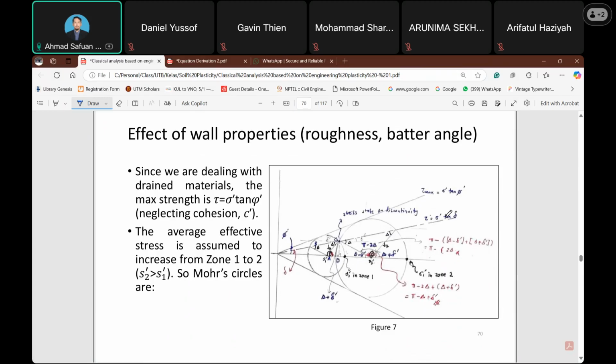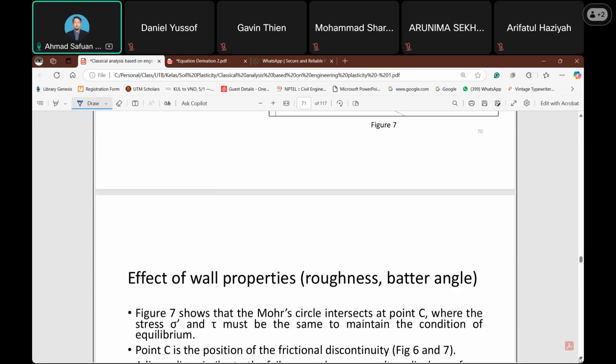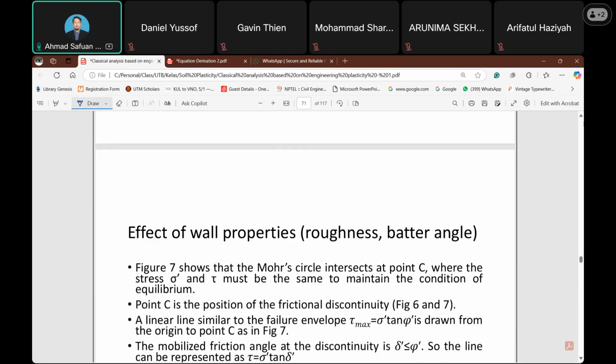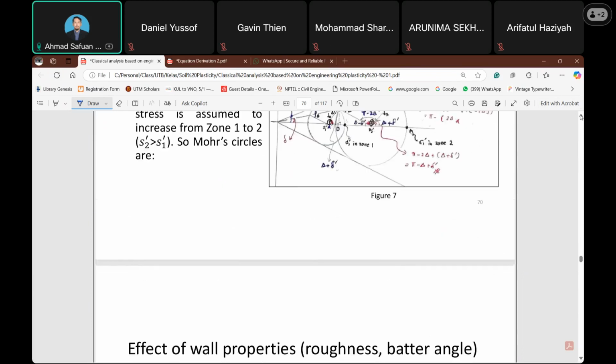Since we are dealing with drained material, the maximum strength is tau equal to sigma tangent phi, neglecting the cohesion coefficient. So the average effective stress is assumed to increase from zone 1 to zone 2. So then the Mohr circles are tau equal to sigma tangent delta. Okay. So this is the Mohr circle diagram.